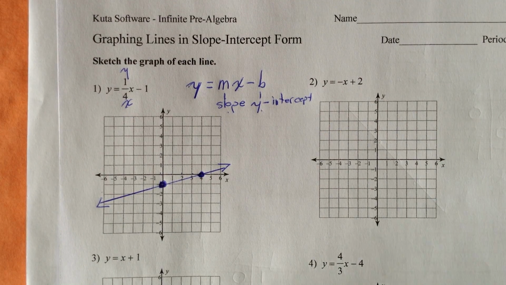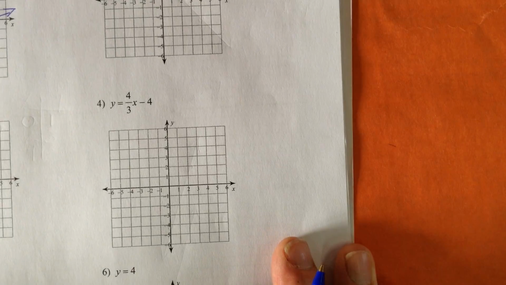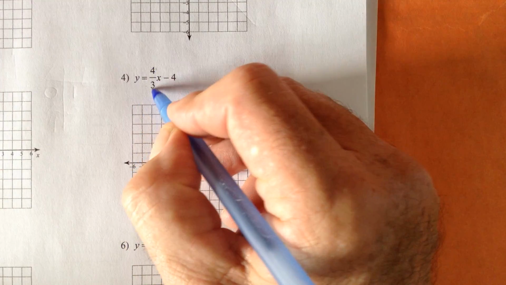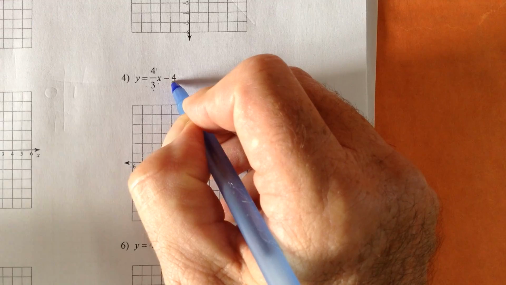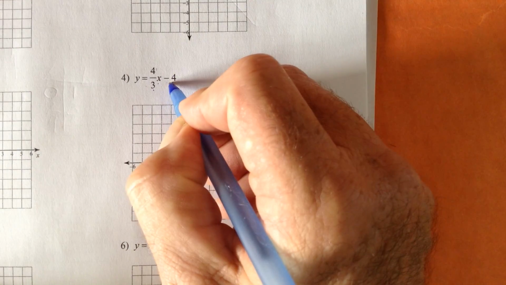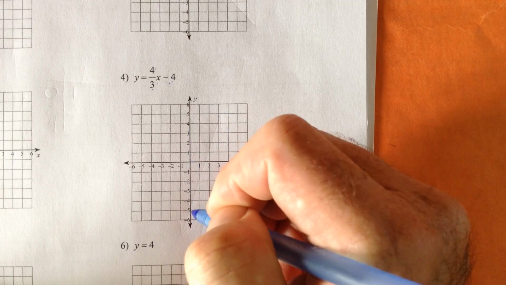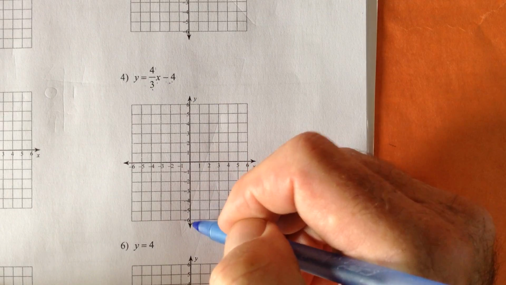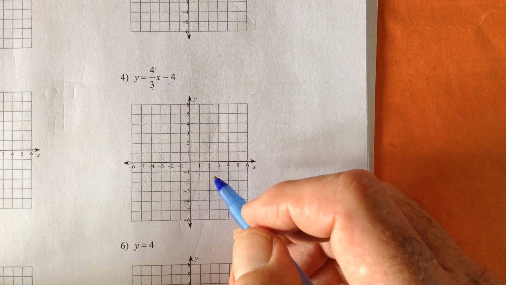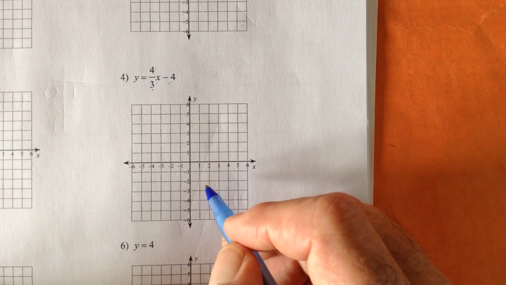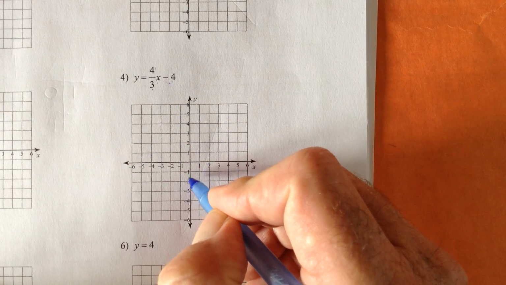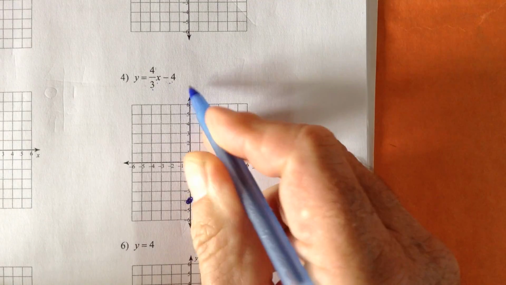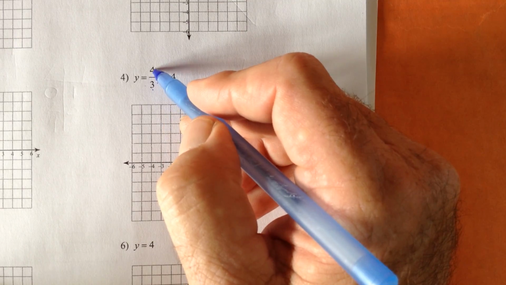Okay, just like here, let's jump over here to number 4. Number 4 here says y equals 4 over 3 times x minus 4. Well, the minus 4 is going to be the y-intercept, where the graph line is going to cross the y-axis. So if I go negative 4, 1, 2, 3, 4, that's where the line is going to cross the y-axis. And then the slope is going to be 4 over 3.